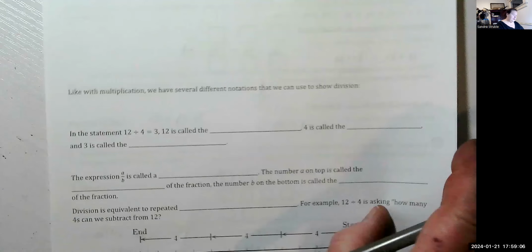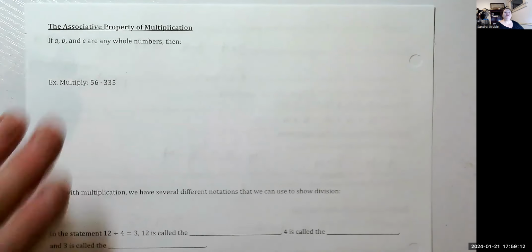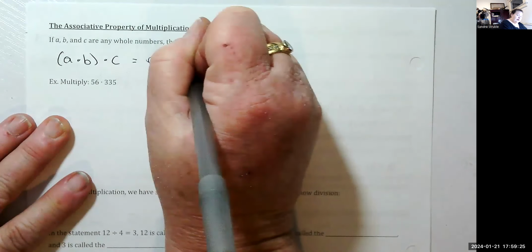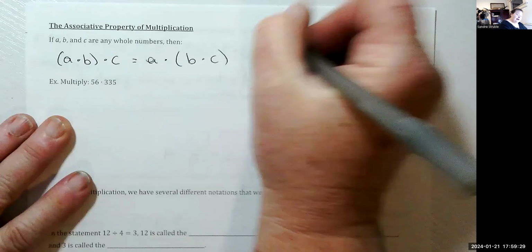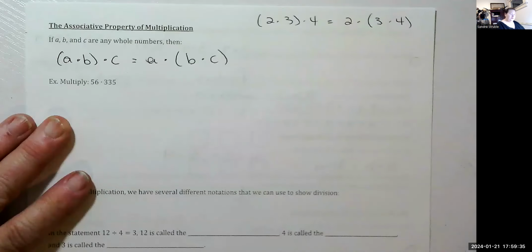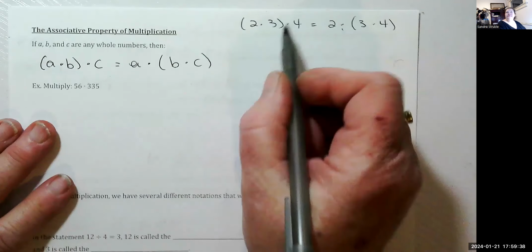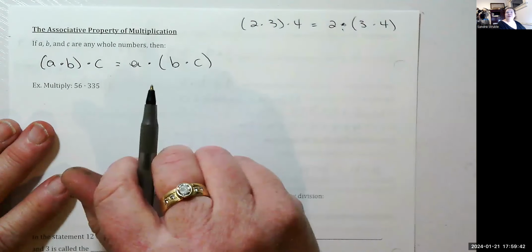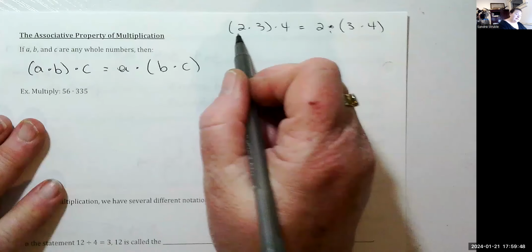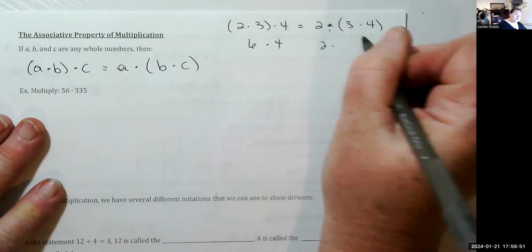What that means is the associative property of multiplication. If A, B, and C are any whole numbers, then A times B, in parentheses, times C is equal to A times the product of B times C in parentheses. An example of that would be 2 times 3 times 4 is equal to 2 times 3 times 4. This is a little overkill here because the parentheses mean multiplication, just an FYI. But I wanted you to make sure you understand that these are all separated. 2 times 3 is 6 times 4. 2 times 3 times 4 is 24.